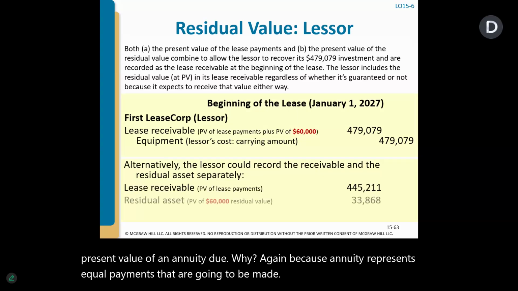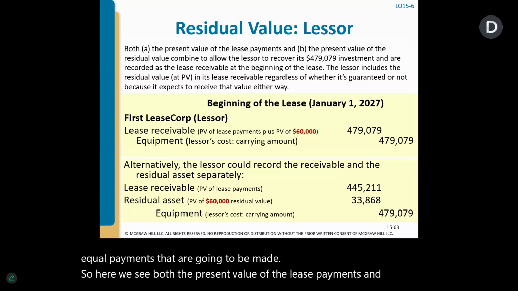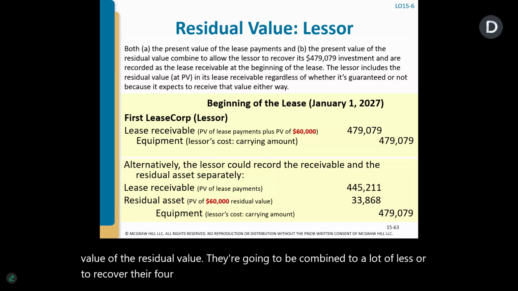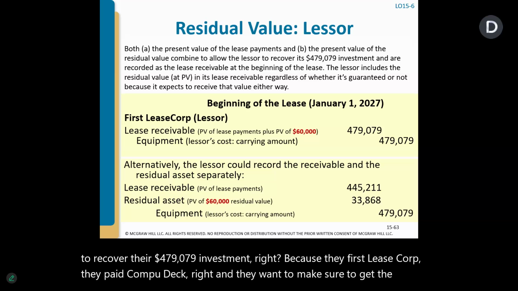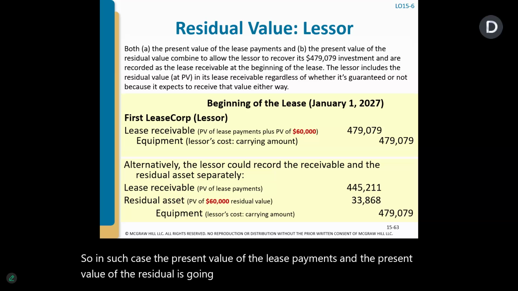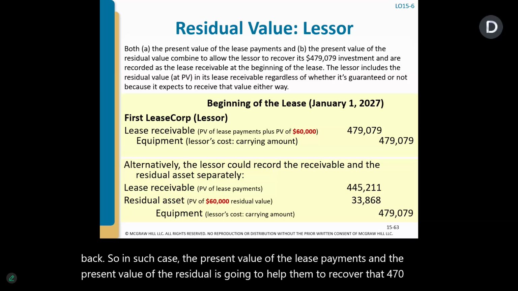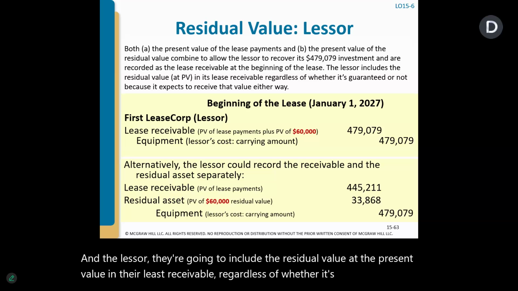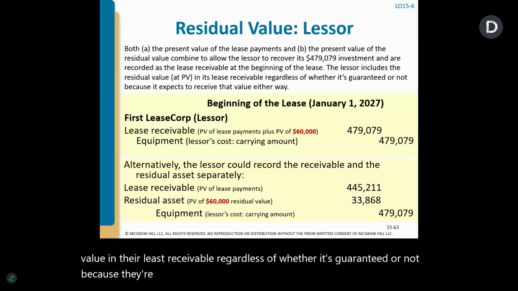So here we see both the present value of the lease payments and the present value of the residual value. They're going to be combined to allow the lessor to recover their $479,079 investment, right? Because First Lease Corp paid CompuDec, and they want to make sure they get their money back. So in such case, the present value of the lease payments and the present value of the residual are going to help them recover that $479,079. And the lessor is going to include the residual value at present value in their lease receivable, regardless of whether it's guaranteed or not, because they're expecting to receive that value either way. All right. So the lessor is like, I'm good either way, pretty much.